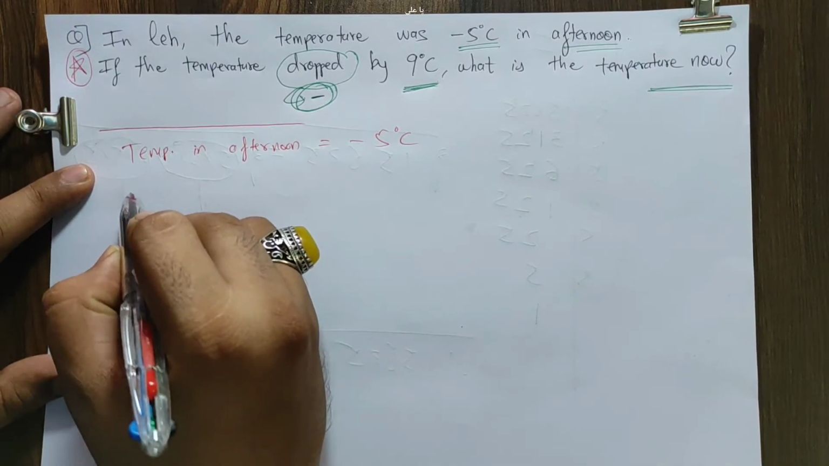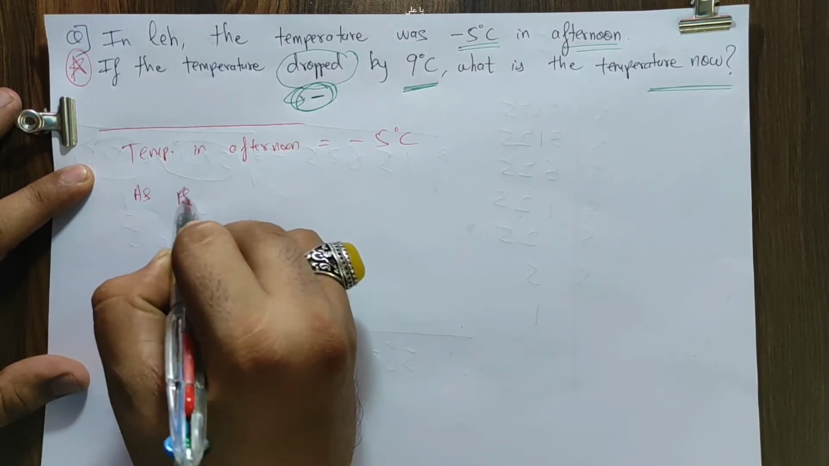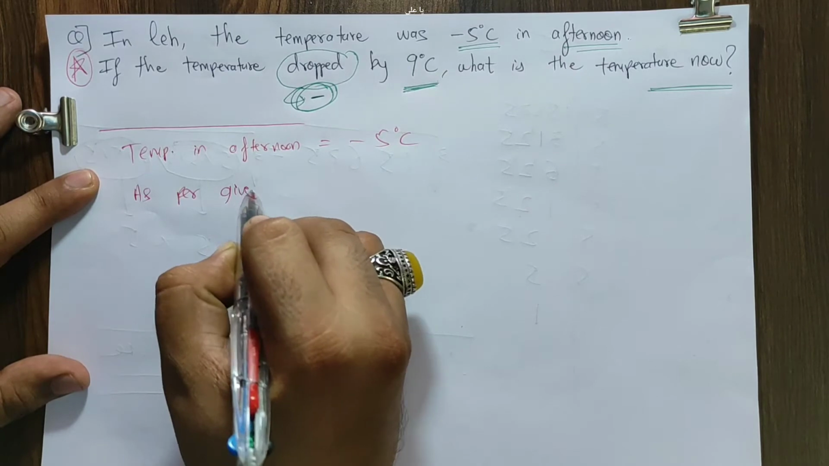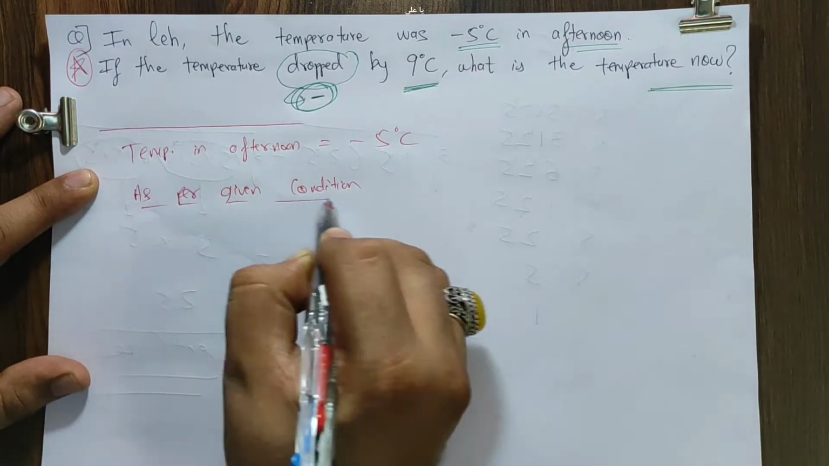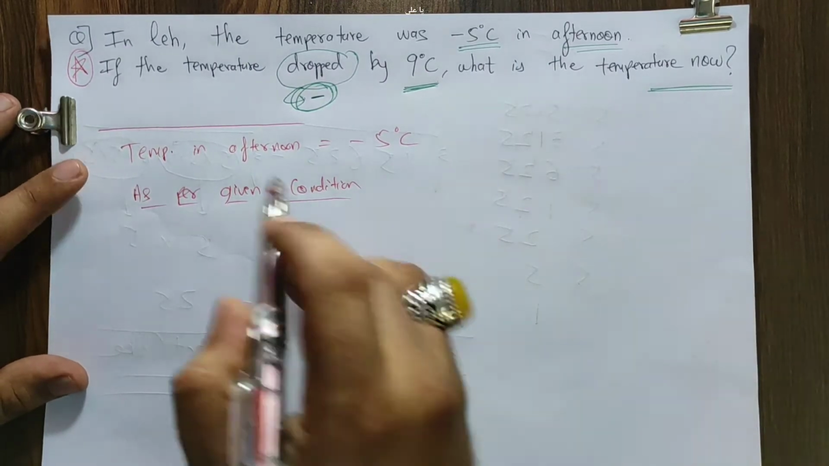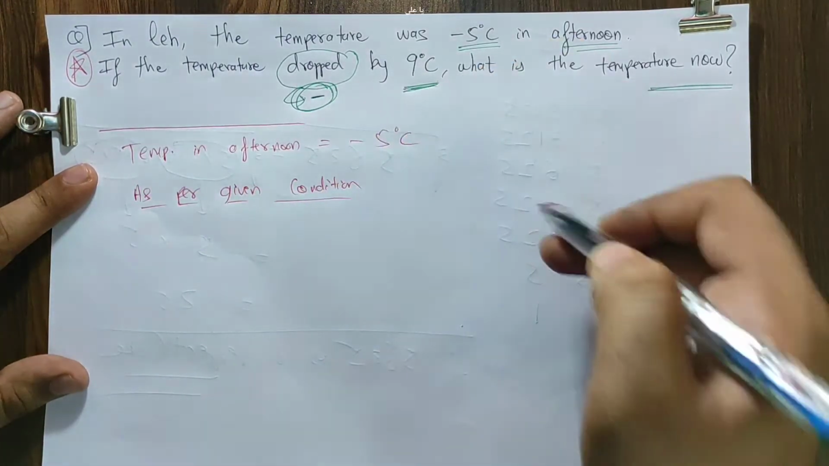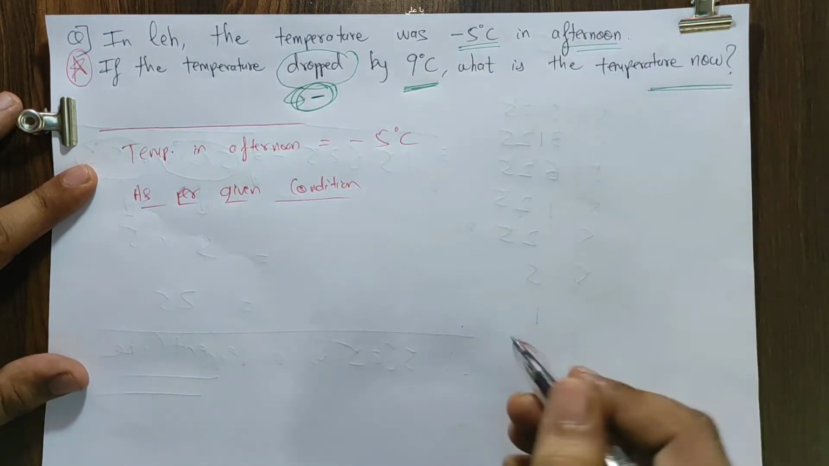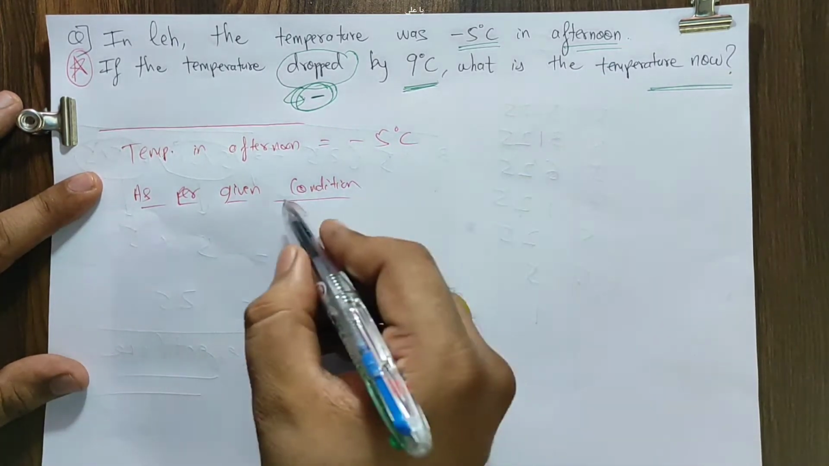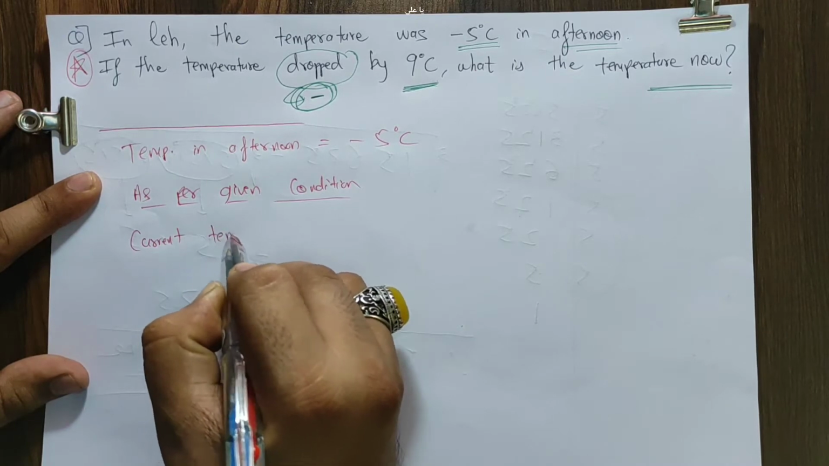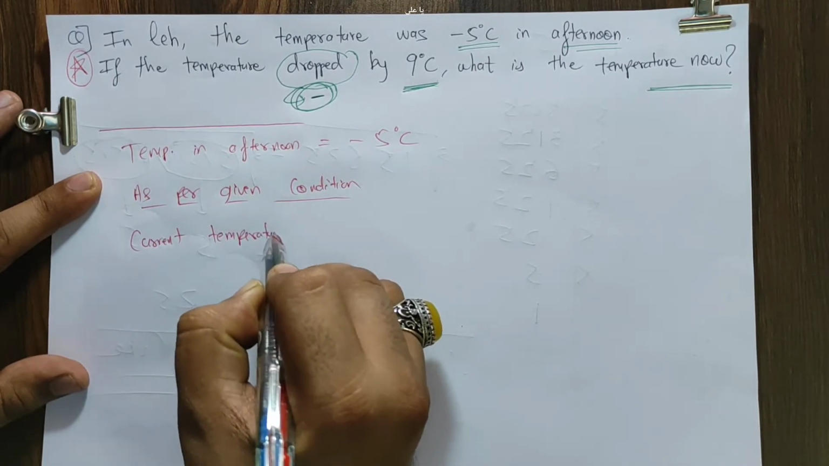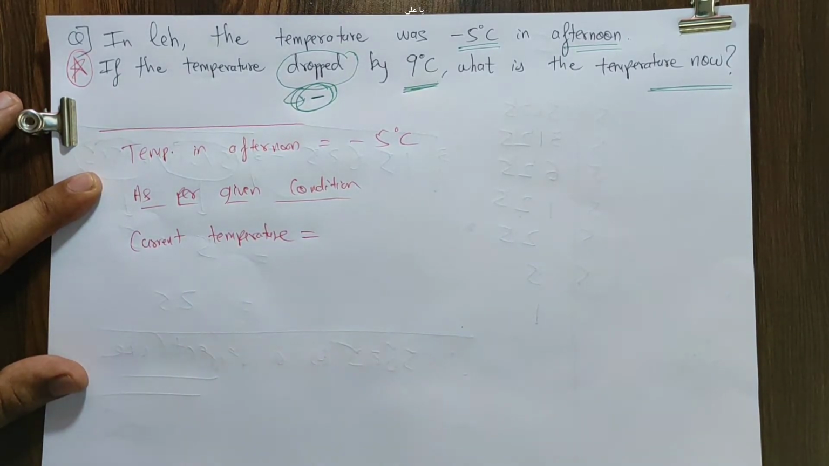Then I write as per given condition. As per given condition. What's the condition? If the temperature dropped by 9 degrees Celsius, what is the temperature now? As per given condition, current temperature will be what? Current temperature will be what?